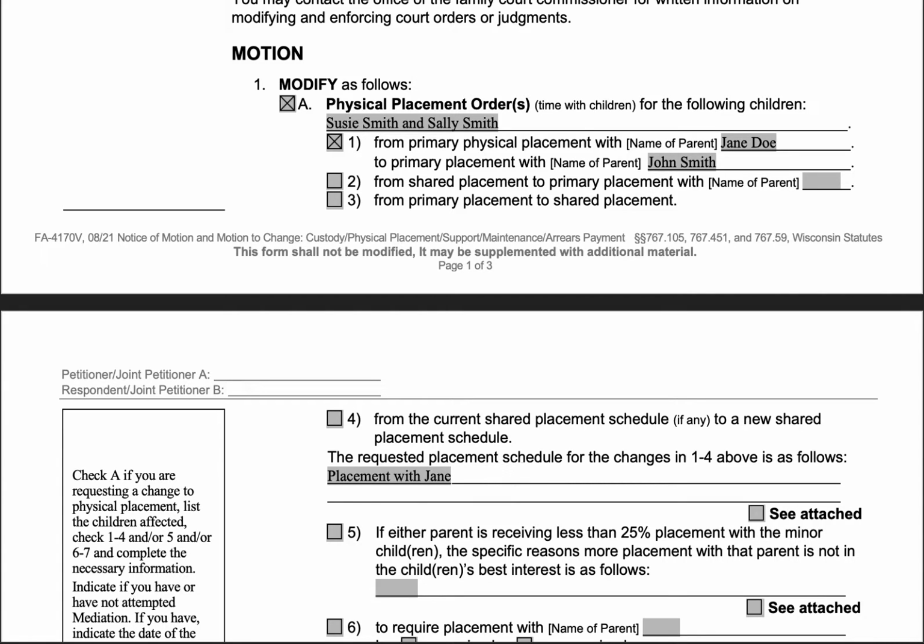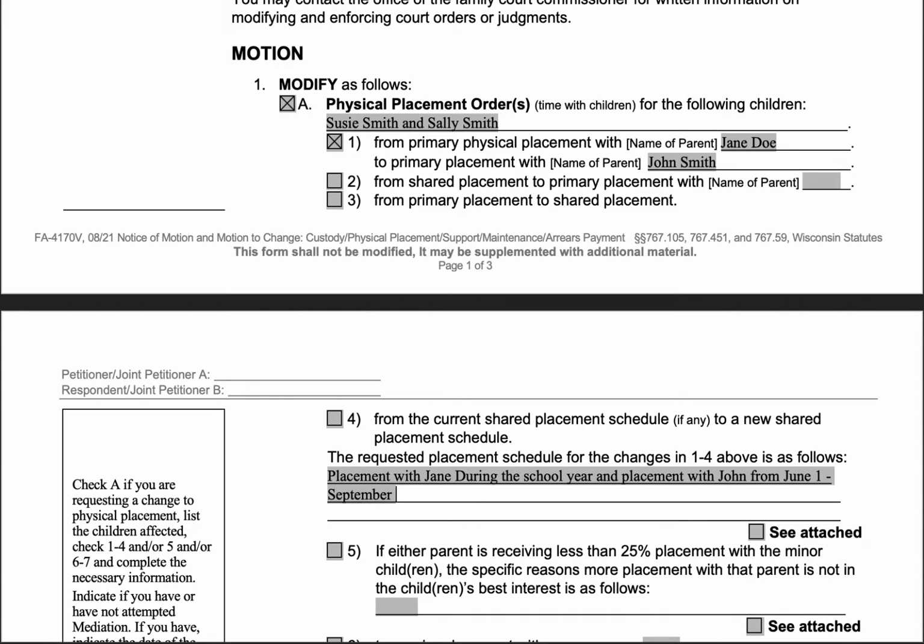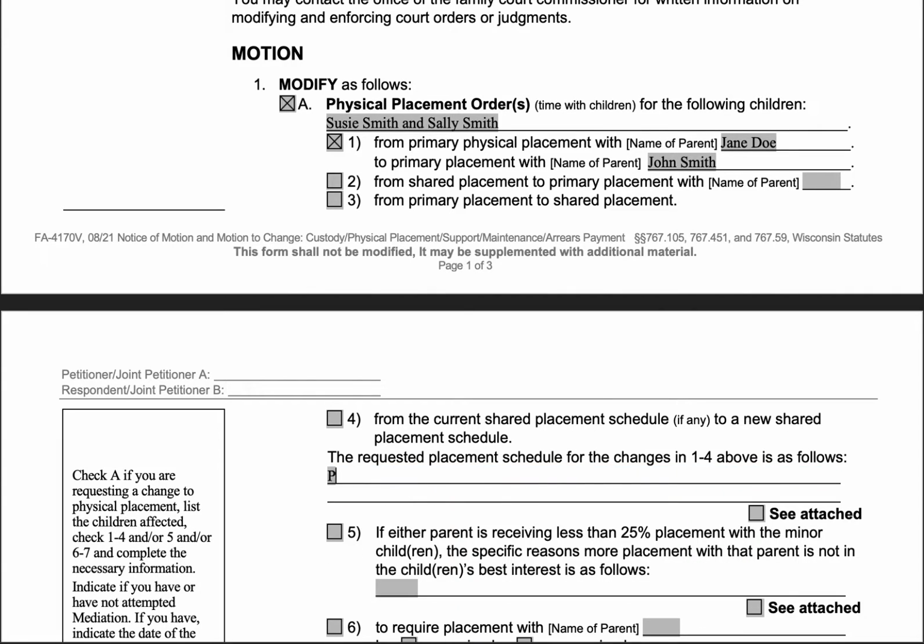And you'll still fill this out even if you're doing shared placement. So if, say, I checked number 3, or down here, if we're changing a shared placement schedule, you can put that too. So we could say placement with Jane during the school year, and placement with John from June 1 to September 1. Or whatever that will be. So it's just the schedule you want to ask for here. I am just going to tweak this, and we'll go back to every other weekend.